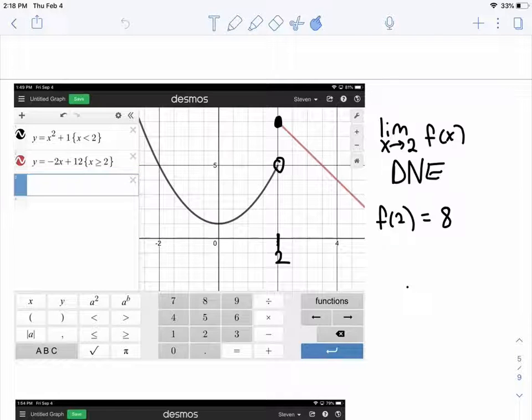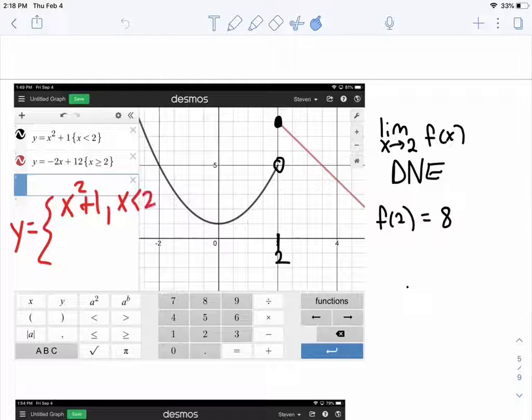So in this video we continue our discussion of limits graphically. Once again here we have a piecewise function. The piecewise function here is defined to be, I'm going to write it out so it shows up a little better. It's x squared plus 1 when x is less than 2. It's negative 2x plus 12 when x is bigger than or equal to 2. So this is a piecewise function.